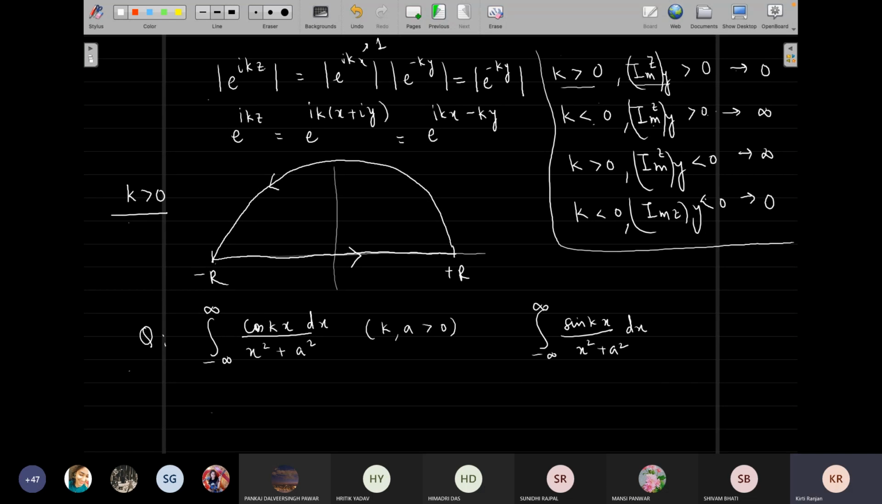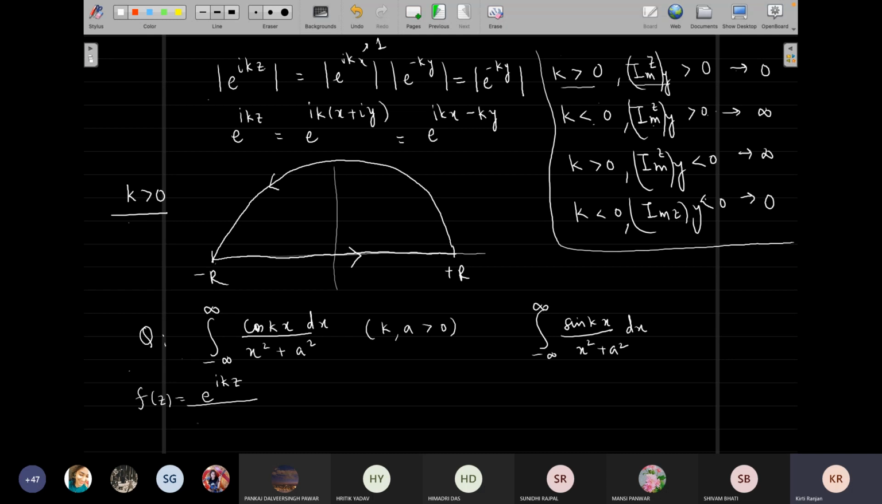So how are we going to tackle it? We will first use the complex form of this function. That means we are going to choose f(z) equal to e^(ikz), and that is why I said it doesn't matter whether we choose cos kx or sine kx.